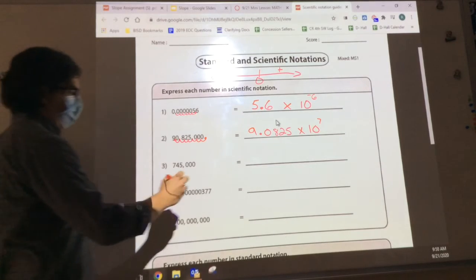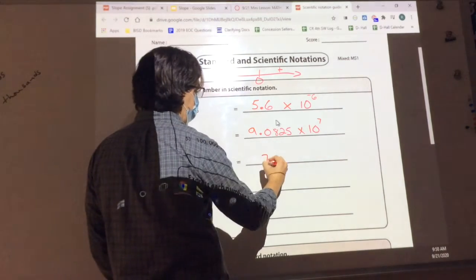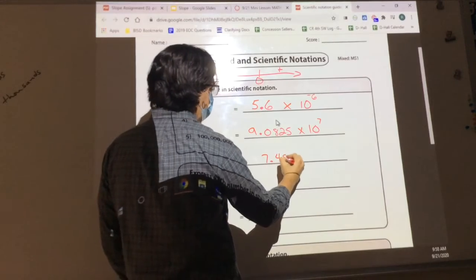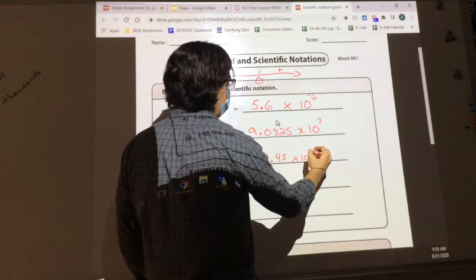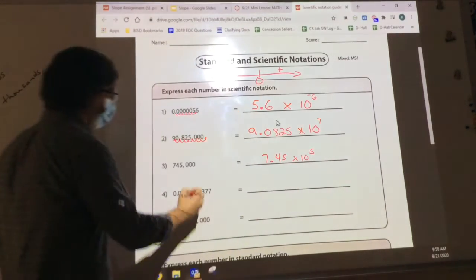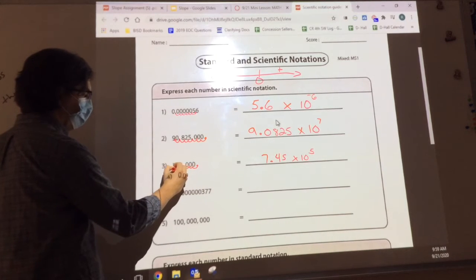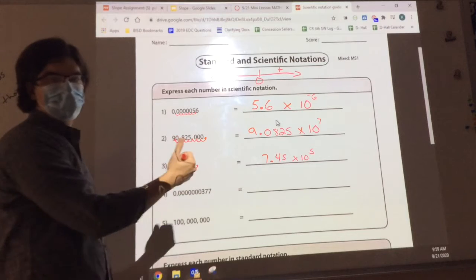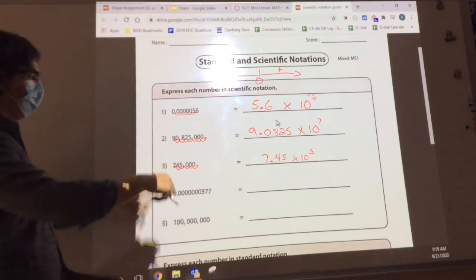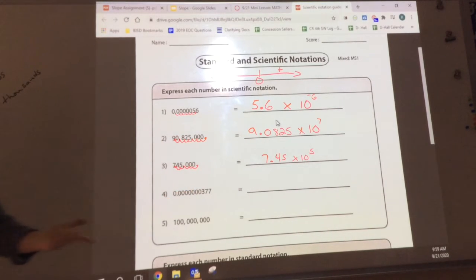Kaden, what'd you get? 7.45 times 10 to the what? All right, let's check him. Here's my decimal. 1, 2, 3, 4, 5. He stopped in the right spot, which is excellent. Now it's times 10 to the 5th. I agree. Do we agree with him? Yes. All right, let's do this next one right here.